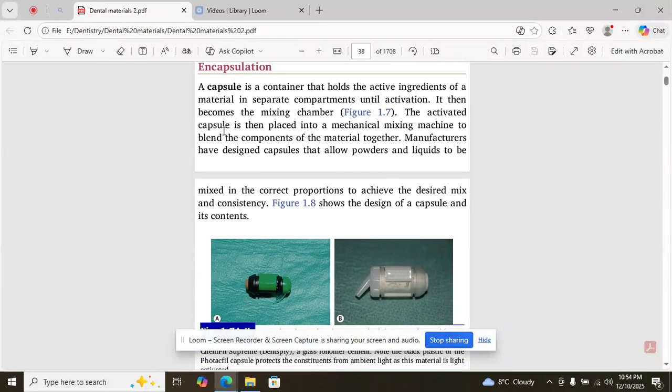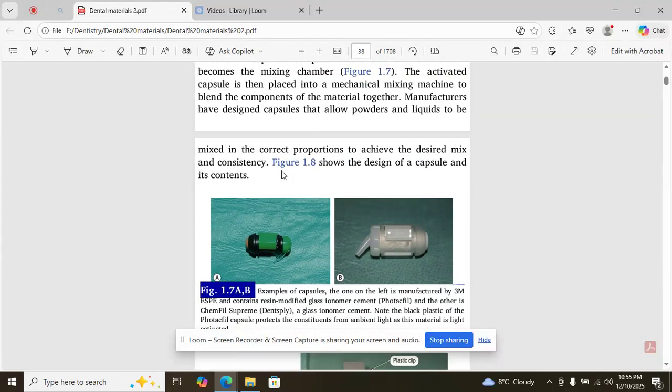The activated capsule is then placed into a mechanical mixing machine to blend the components of the material together. Manufacturers have designed capsules that allow powders and liquids to be mixed in the correct proportions to achieve the desired mix and consistency. Figure 1.8 shows the design of a capsule and its contents.